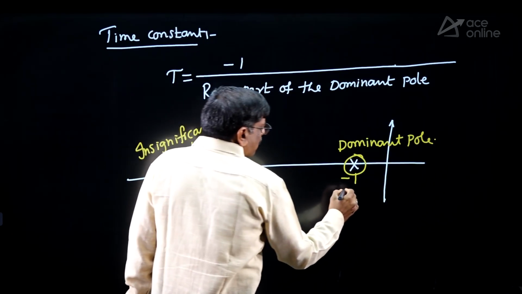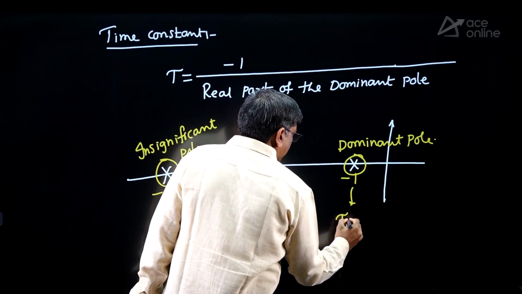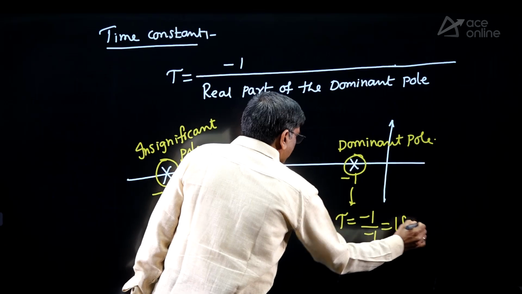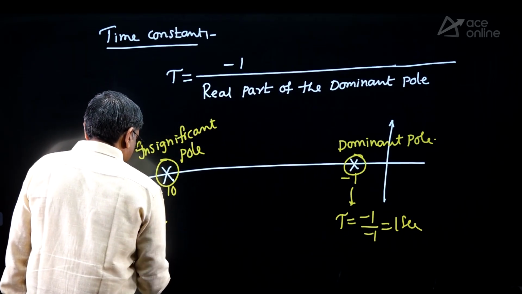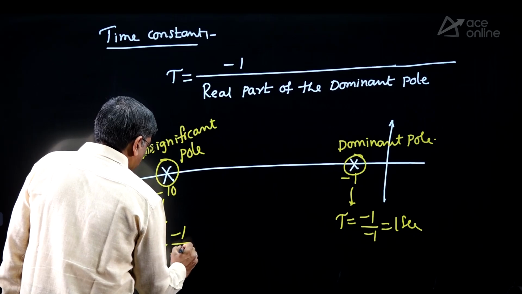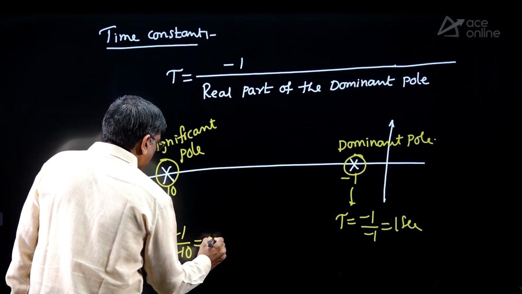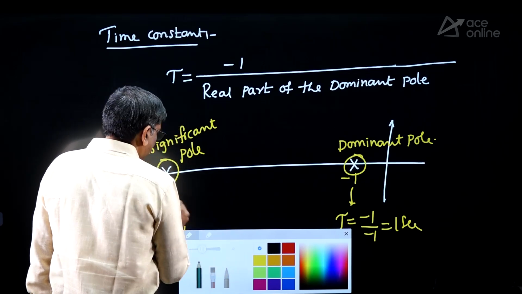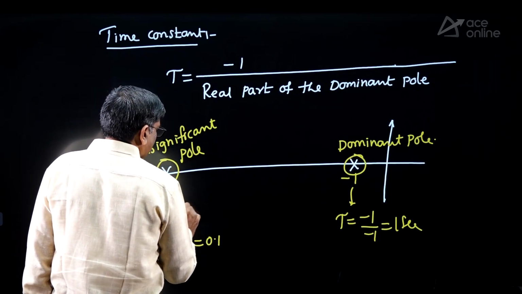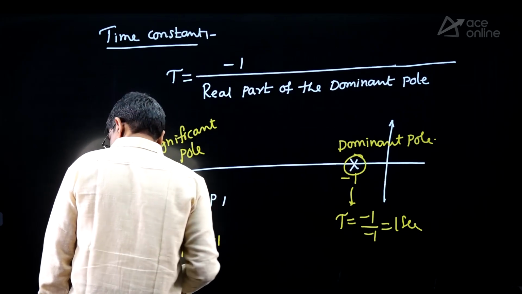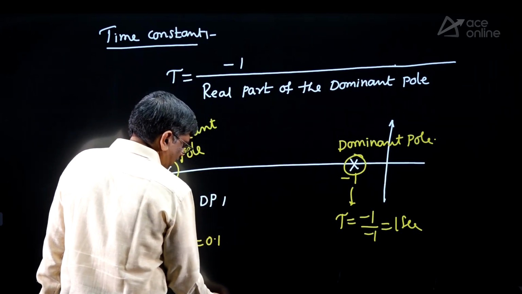So how to find the time constant? -1 by the real part of the pole. For -1, the time constant is 1 second. If I take this pole location, what is the time constant? -1 by -10, that means 0.1 second. How many times less? 10 times less.